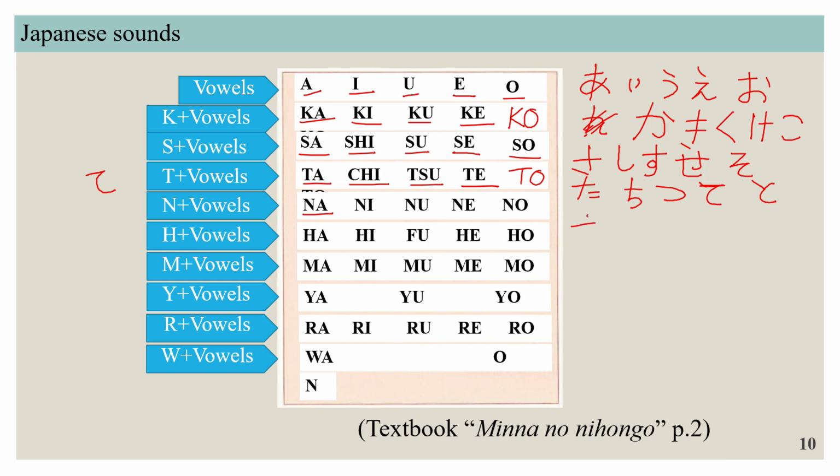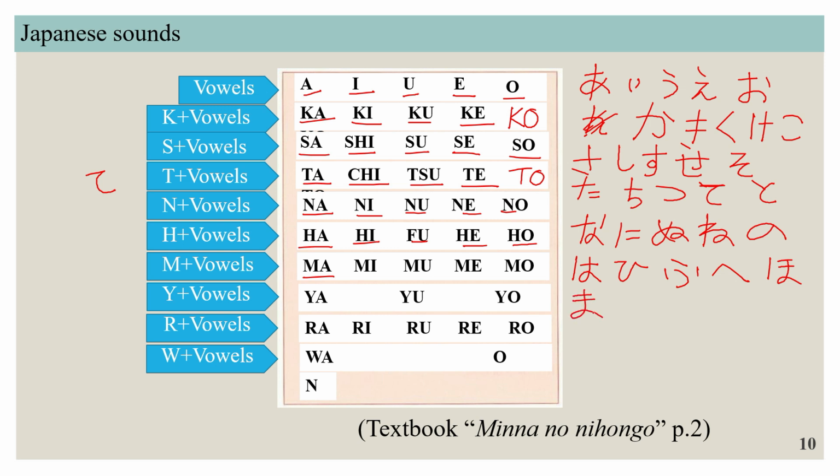Na. Ni. Nu. In this way we can write nu. Ni. No. Ha. Hi. Fu. He. Ho. So, we say na, ni, nu, ne, no. Ha, hi, fu, he, ho. This is ho. Now, ma. Mi. Mu. This is the way we write mu.